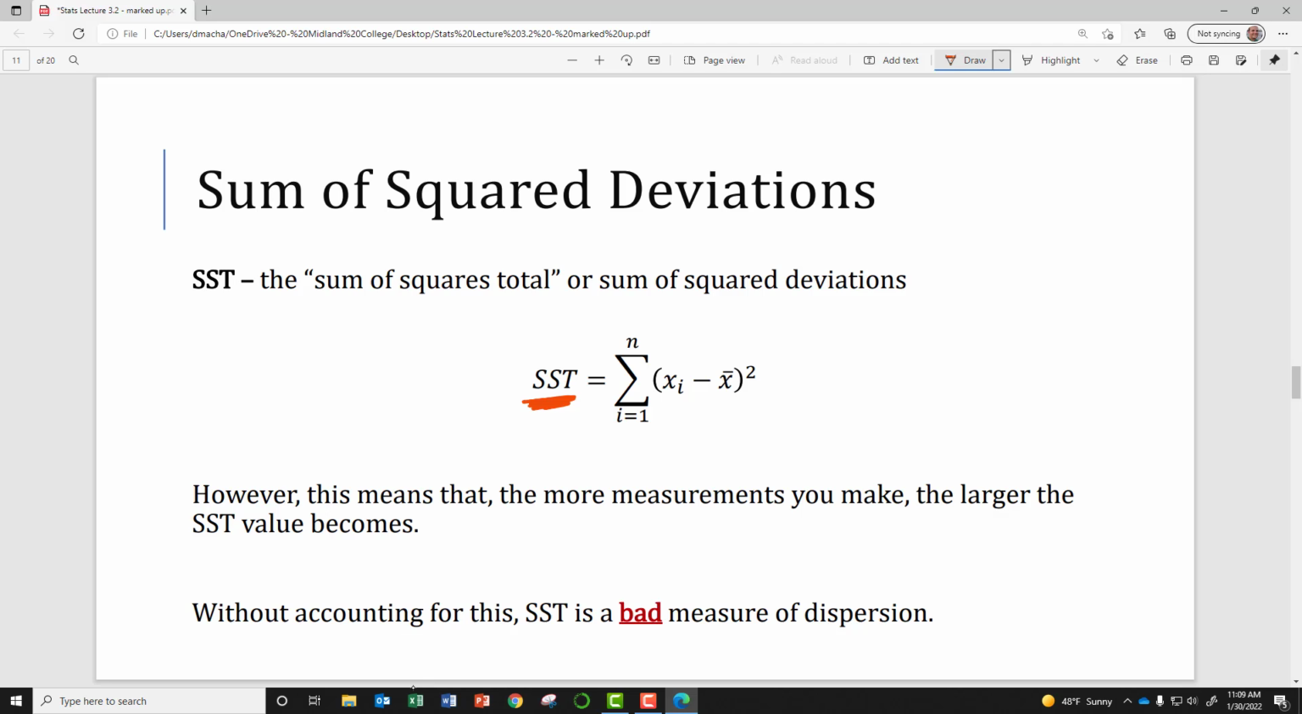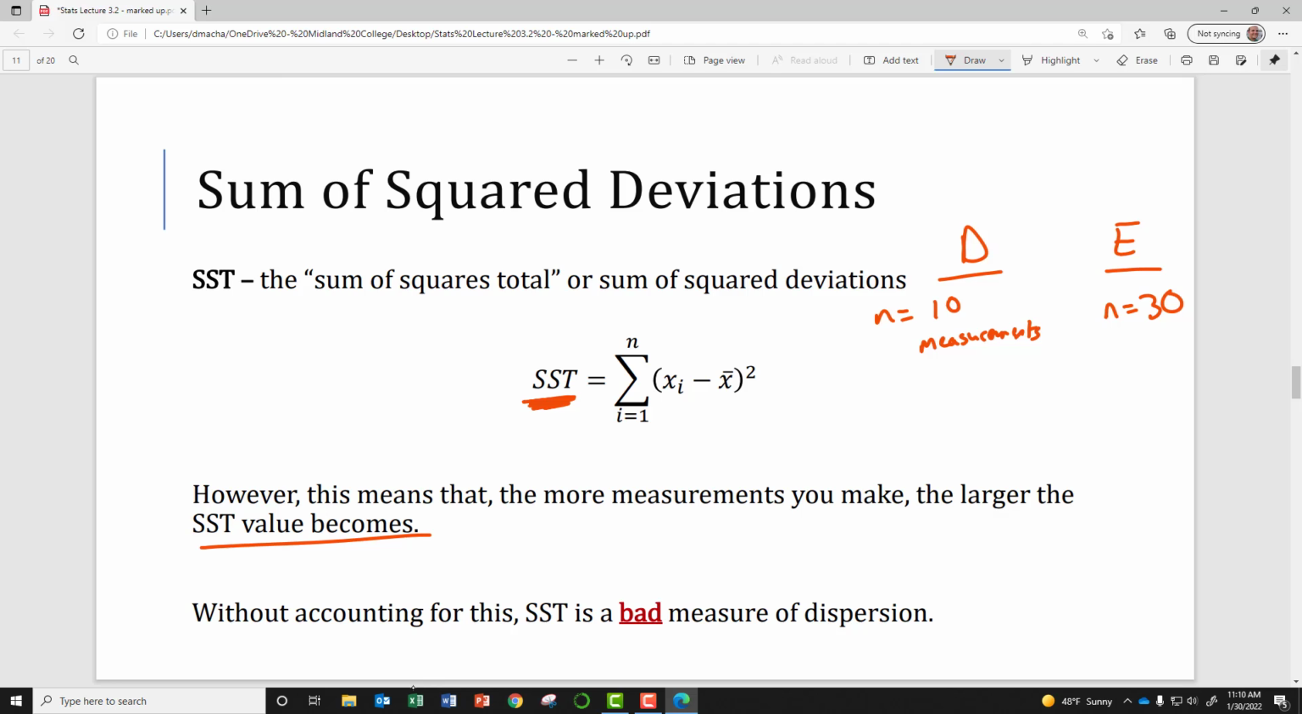But notice if you have one data set that has 10 measurements, let's call this data set D and data set E. If you have one data set with 10 measurements, and you have one other data set with 30 measurements, and you wanted to compare the dispersion between these two, well, naturally, any data set with more measurements is going to have more of these terms in your summation, and so of course, the sum of squared deviations, or the SST, is going to be greater whenever you have more measurements. In other words, the more measurements you make, the larger the SST value becomes.